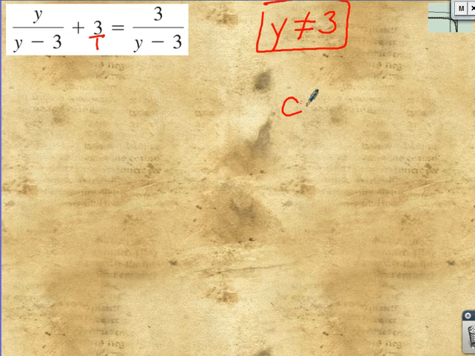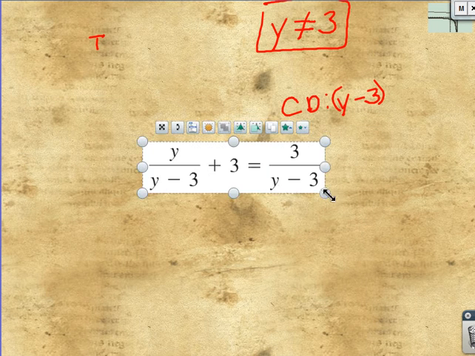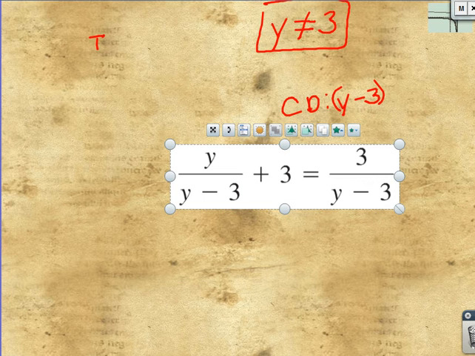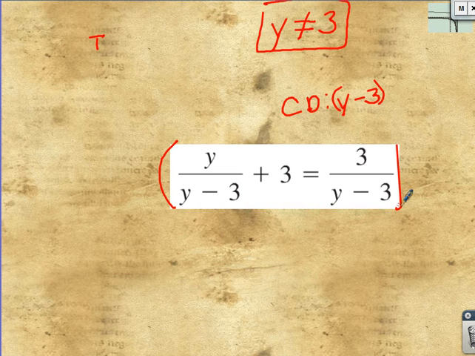So common denominator, I'm going to come over here to the side and list it. Common denominator, y minus 3. This is not the only method for solving this, but it's the quickest. Next step, we're going to take this equation, blow it up a little bit, and multiply everything. I'm putting the whole equation in parentheses, multiplying everything by the common denominator. And if you want to think of these bottoms as being in parentheses, they are.